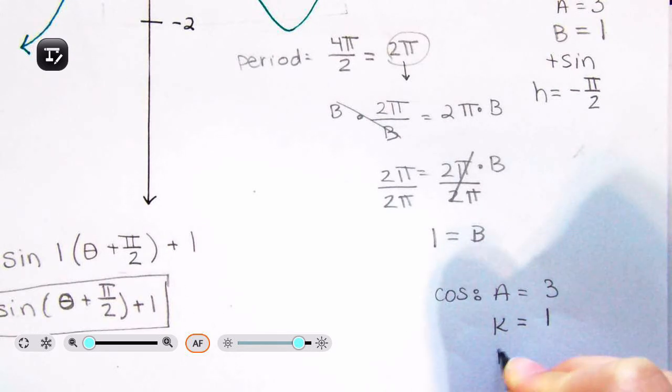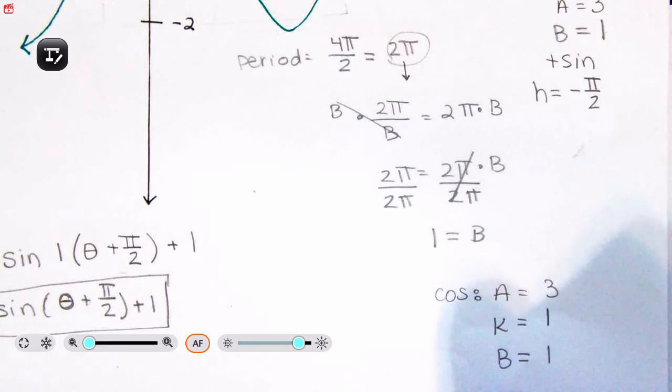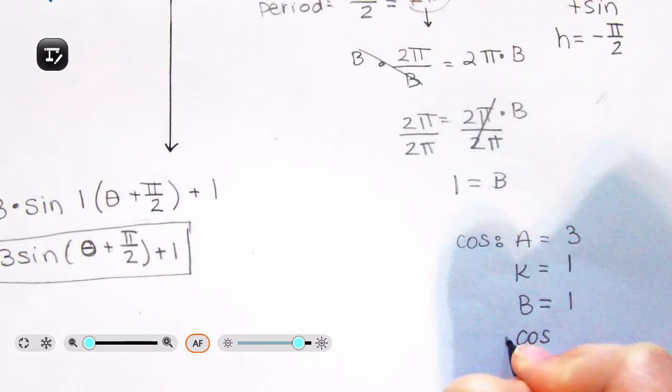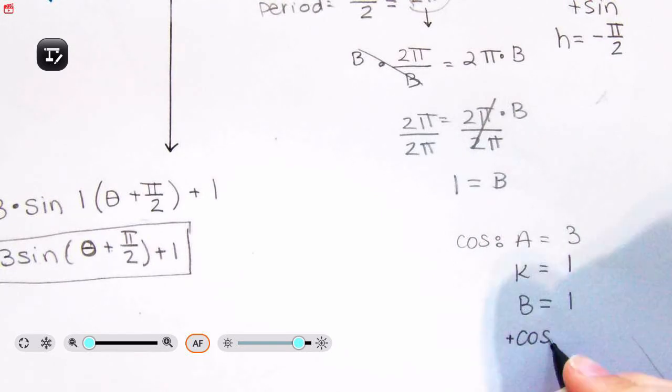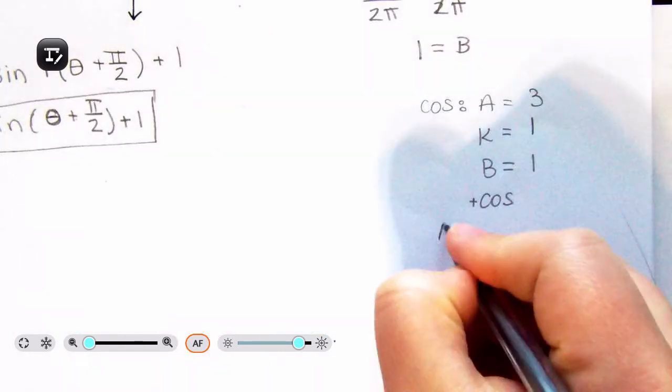The b value, still 1, doesn't change. What does change is that now we are using a cosine, and it's going to be a positive cosine. Cosine is positive if it dips down. Just remember that. And then we need to figure out if there's any horizontal shift. So is it starting anywhere other than at 0? And it is not.